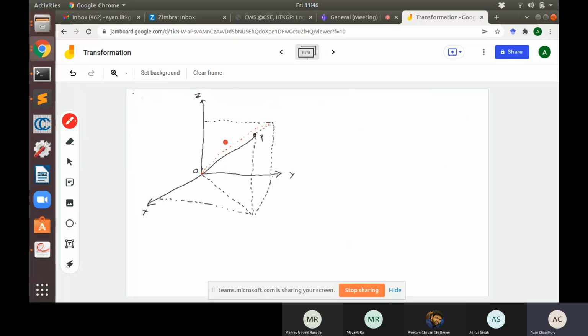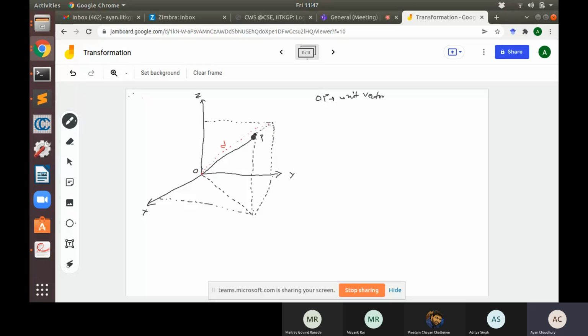So let's say this distance is d. This is the vector I was talking about. OP is basically the unit vector. What we are trying to do is make OP coincident with the z-axis, so we have to rotate about OP.